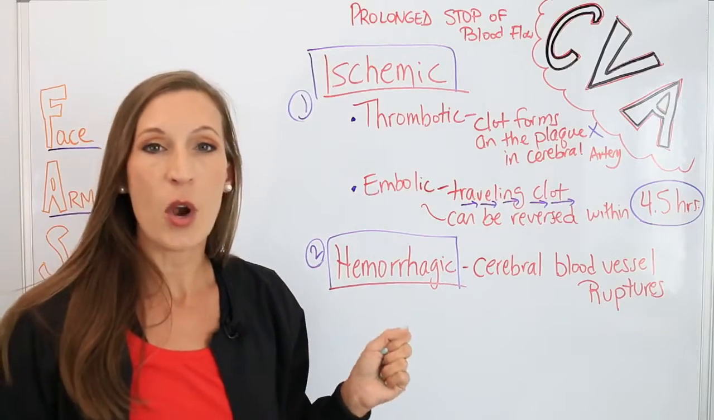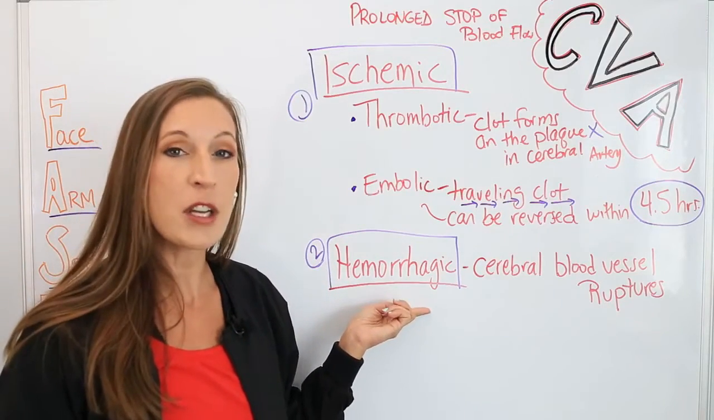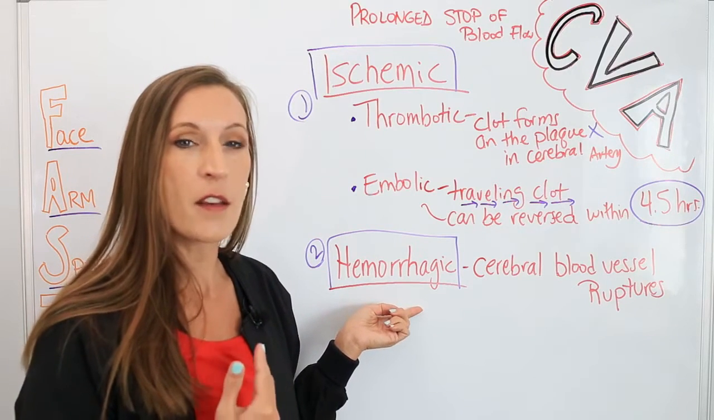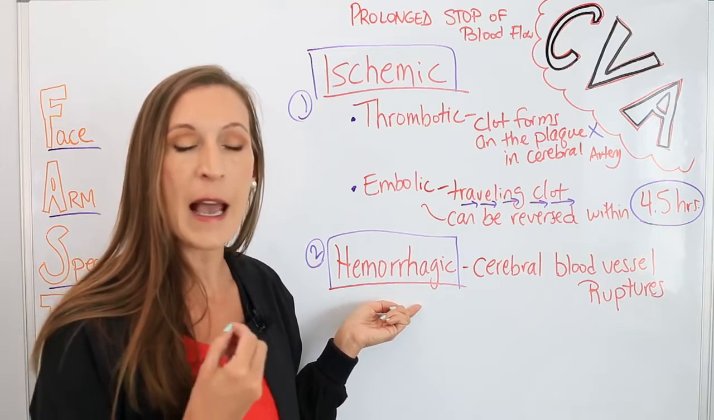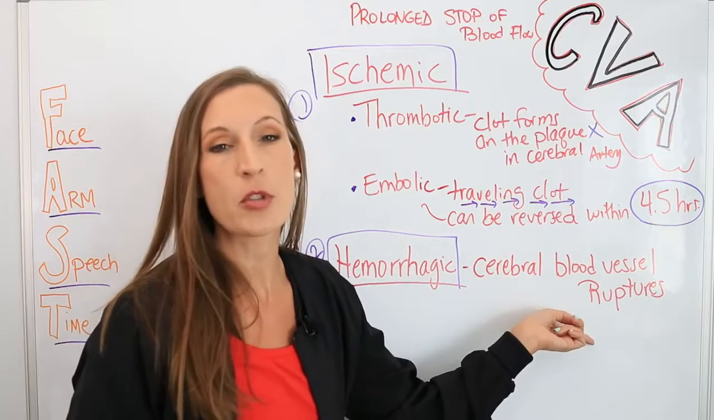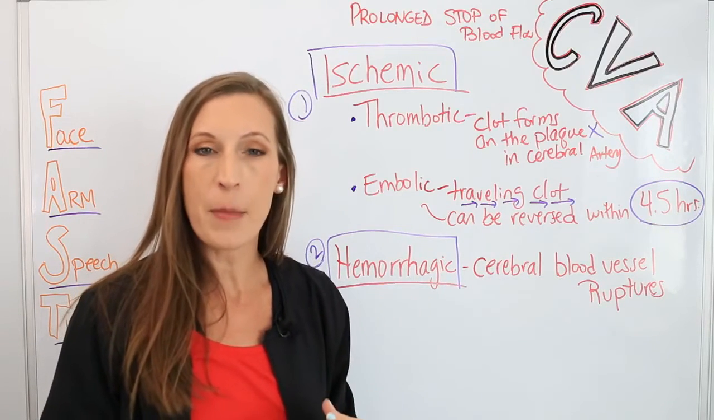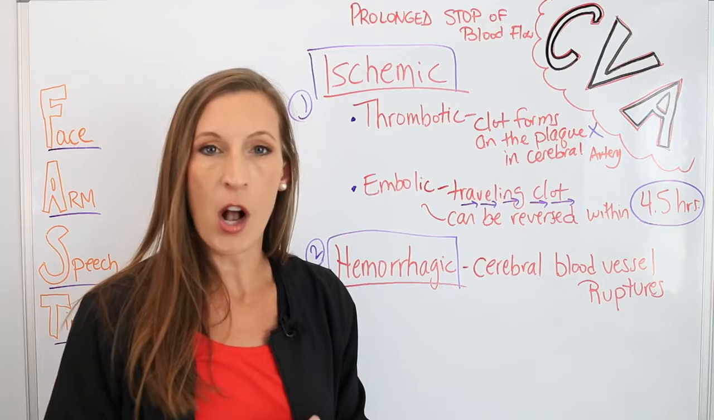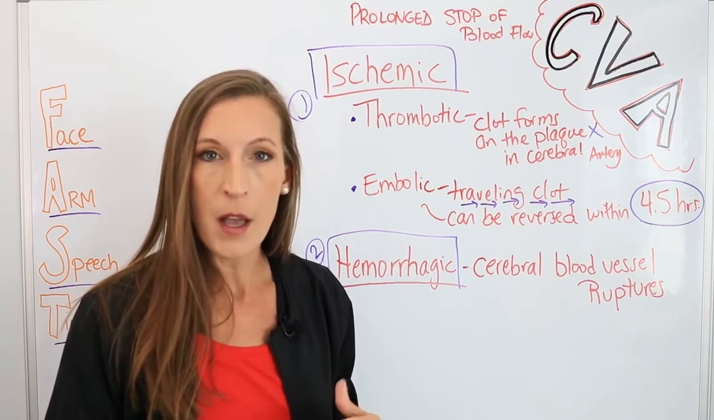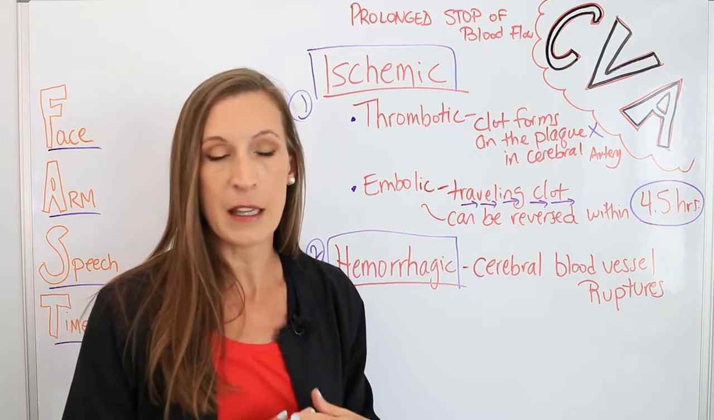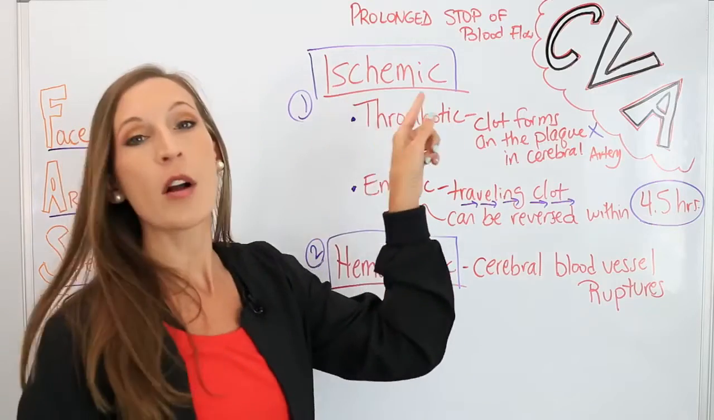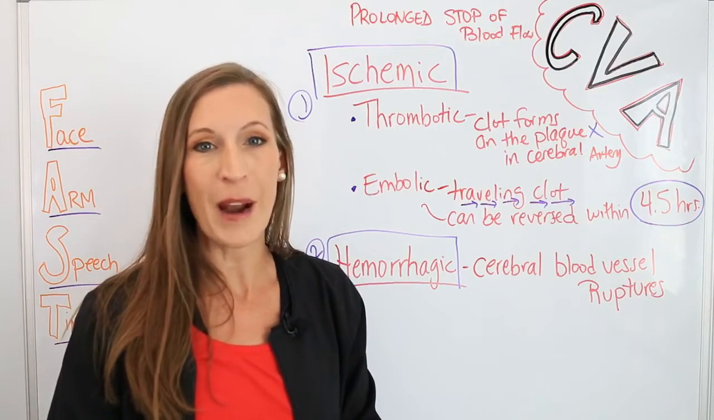The next kind of stroke is a hemorrhagic stroke. Hemorrhagic means bleeding, so a bleeding stroke. Basically the vessel in the brain bleeds out, it busts, and that is a cerebral blood vessel that ruptures. What has usually happened is an aneurysm burst, or maybe there is head trauma that causes massive bleeding in the brain. Either way, it causes ischemia and a prolonged stop of blood flow in the brain, which leads to brain death.